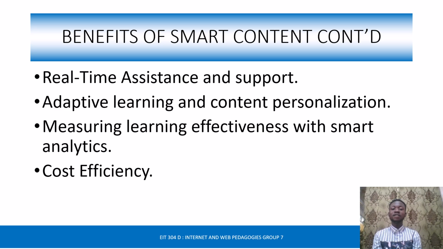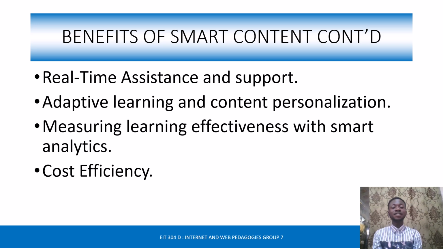Then also adaptive learning and content personalization. With the benefit of smart learning, you're able to personalize your content as to when, how, and what you want to learn. You're able to decide what you learn and whenever you want to learn by checking your interest, the benefits you are going to gain from whatever you are going to learn, and also the time you get to learn it. So with adaptive learning and content personalization, you're able to get whatever you learn at the time you want to learn those things.